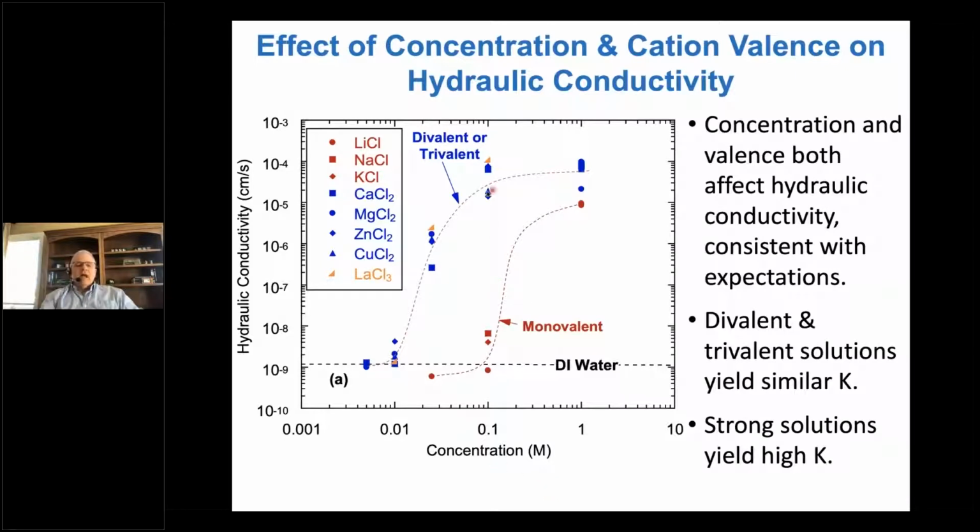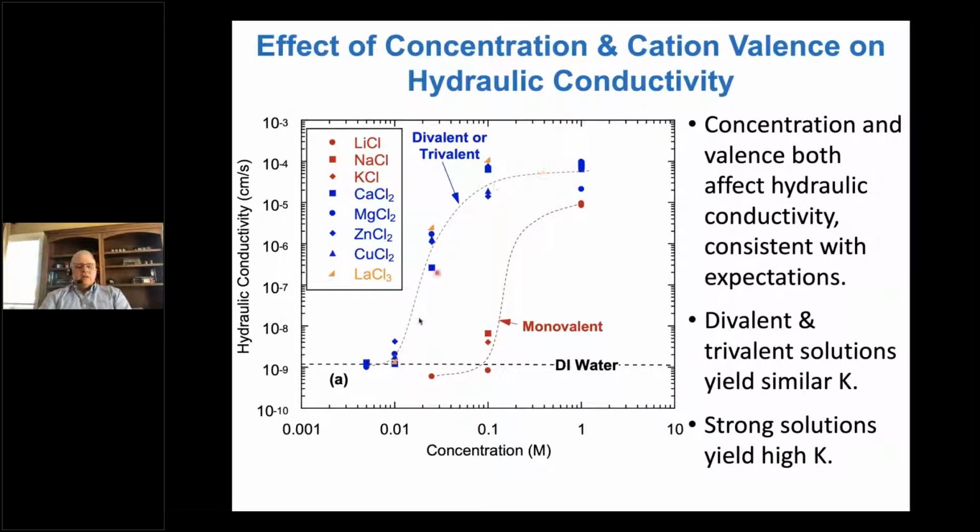Let's take the divalent or trivalent salt solutions. So they're divalent like calcium with a +2 charge, or trivalent like lanthanum with a +3 charge. And we see that as we increase the concentration, the hydraulic conductivity increases as well. And in fact, as we go from a dilute divalent solution to a concentrated divalent solution, the hydraulic conductivity is changing 5 orders of magnitude. Wow, that's a big change, because that material is changing that much from what we saw in the photographs earlier.